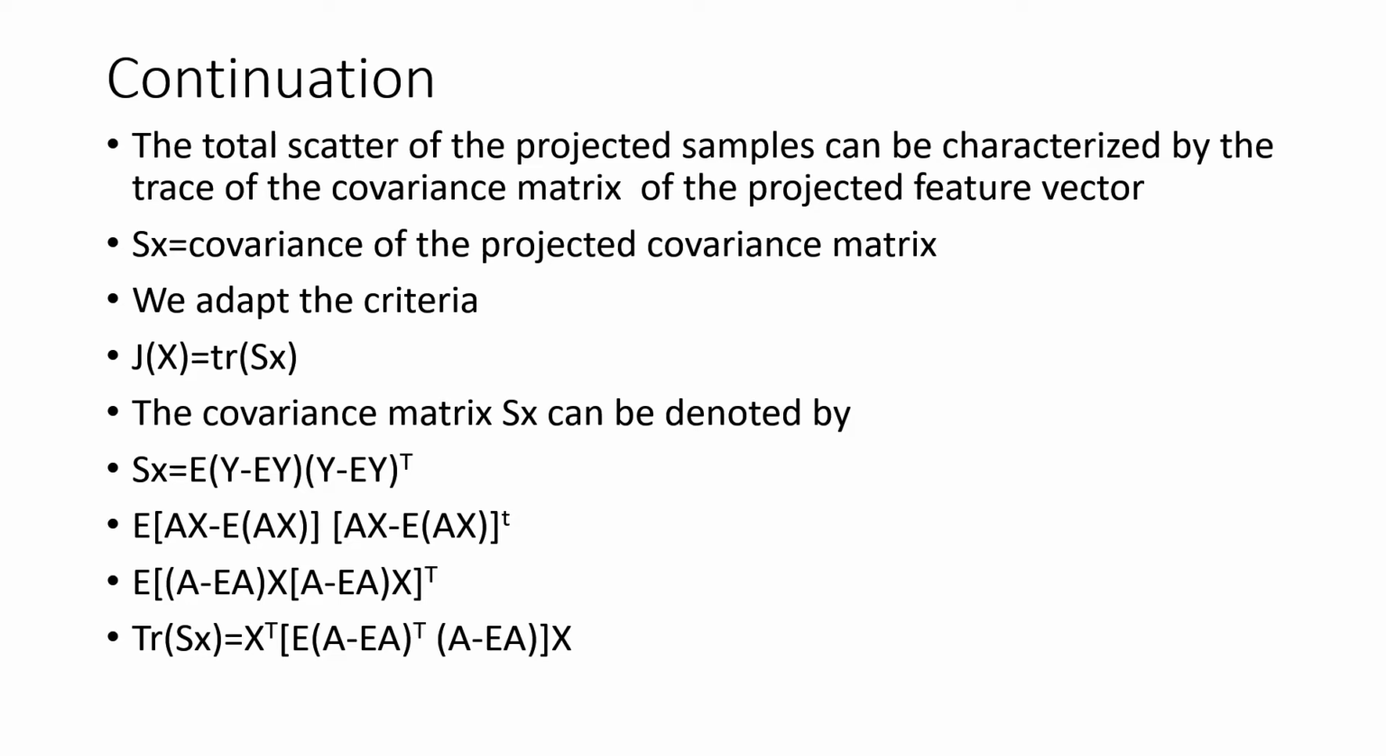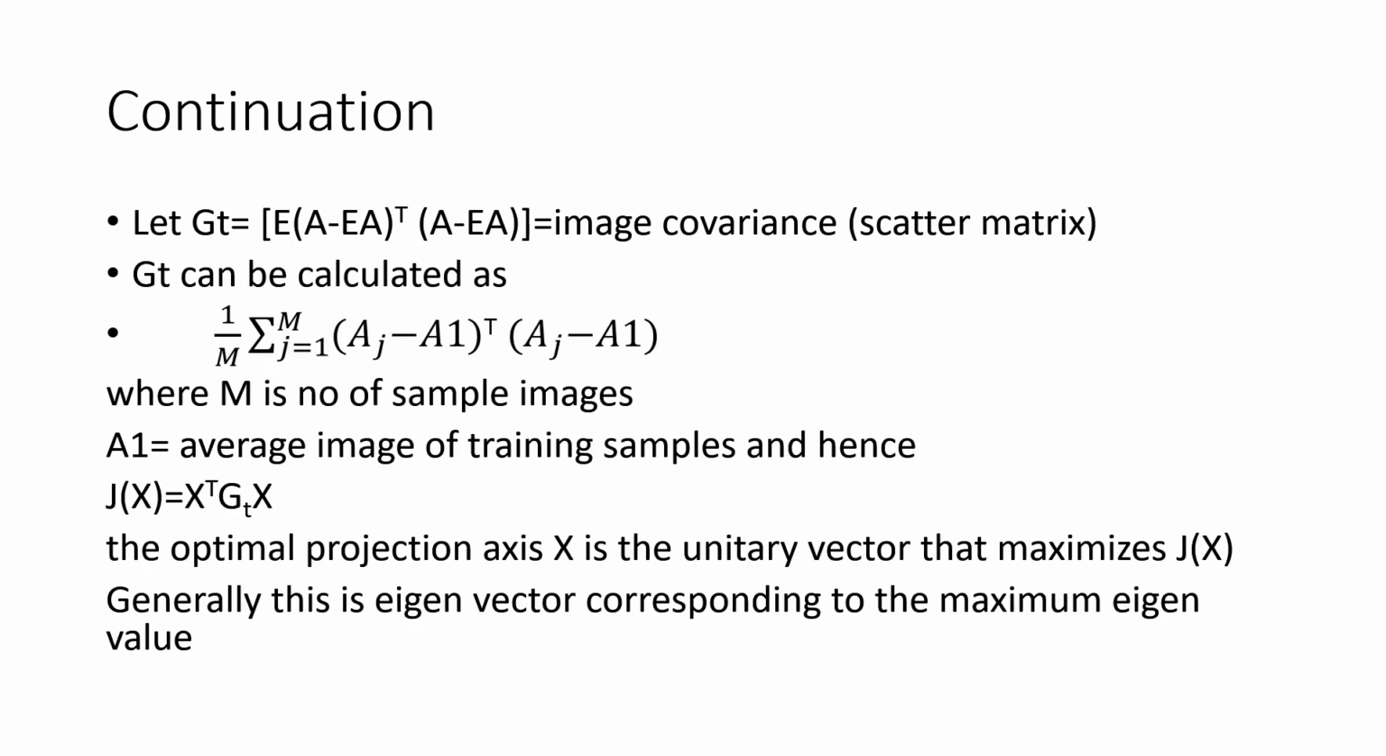On simplification, we get trace of Sx, which is J of X, equal to X transpose into expectation of (A minus expectation of A) whole transpose into (A minus expectation of A) into X. Let us denote the middle part of the equation as GT, equal to expectation of (A minus EA) whole transpose into (A minus EA). This is called the image covariance matrix. Hence you can see that the image covariance matrix dimension is n cross n.